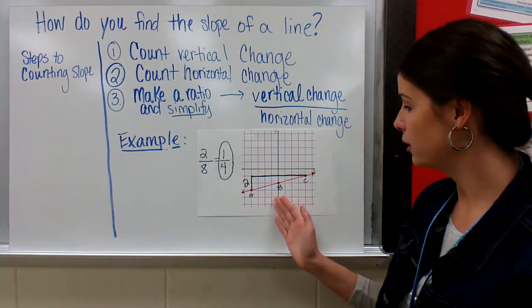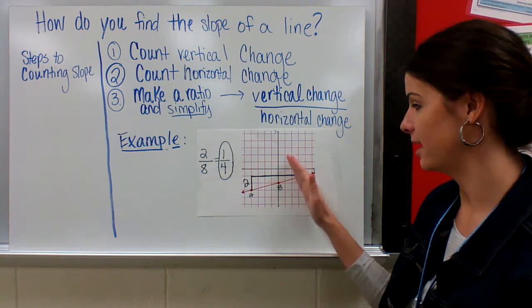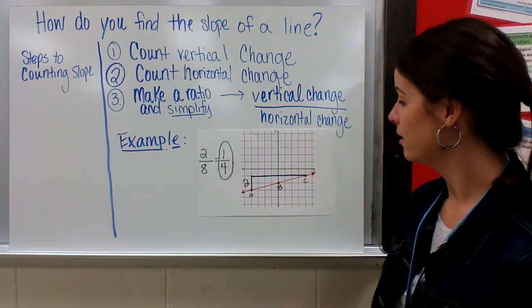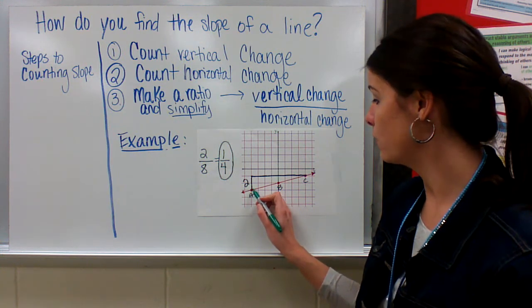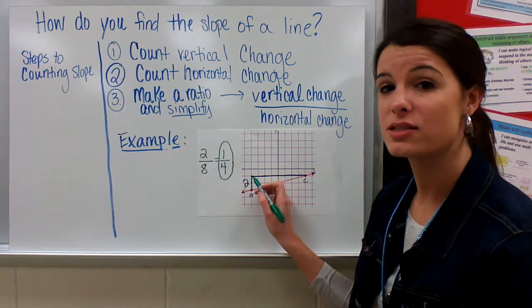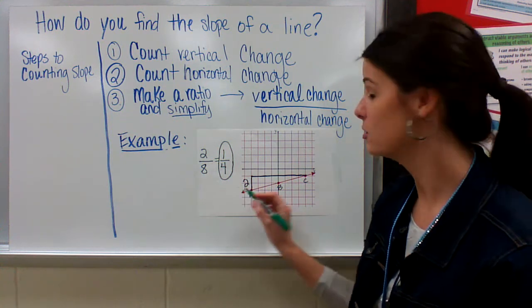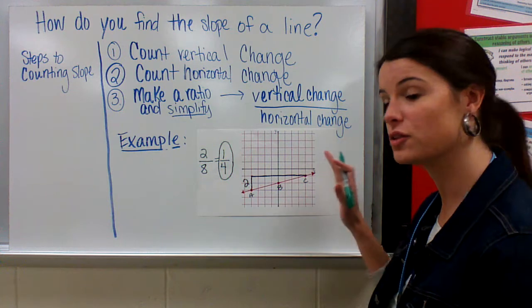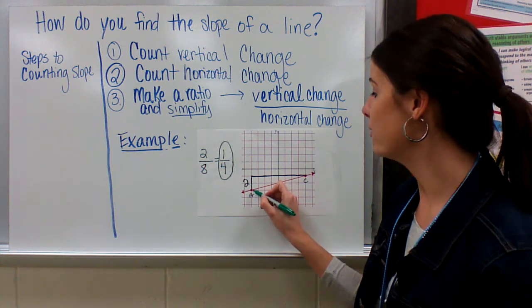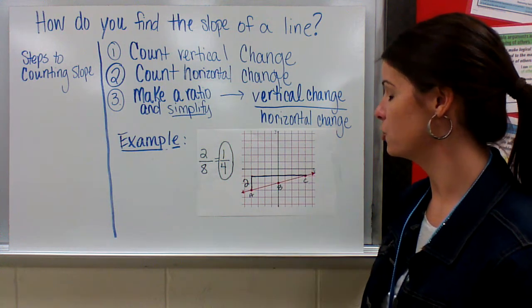Okay? And if you look at this line, it is increasing as you go left to right. Also, if you start at a point on the left, notice how we went up. And I always like to start on a point on the left where I rise and then go to the right, just like you would read a book. Start on the left, go to the right. And then that'll help you remember that this is a positive slope.